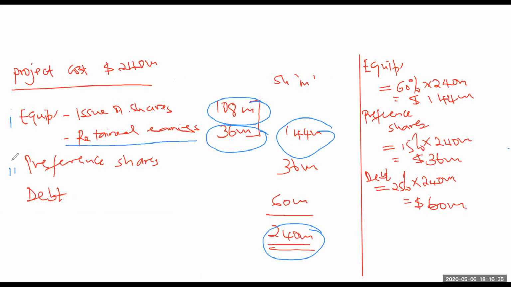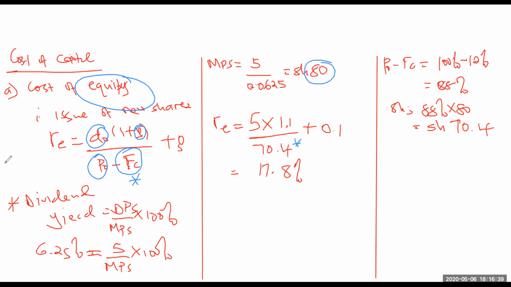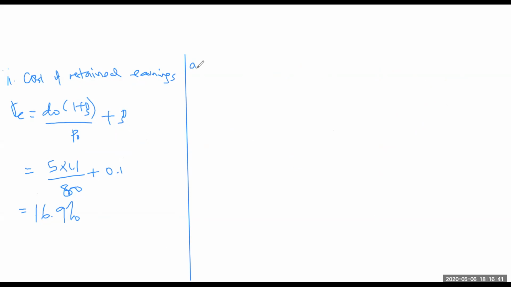Now, next is to get the cost of preference share. So we can have here part two. B is the cost of preference shares.